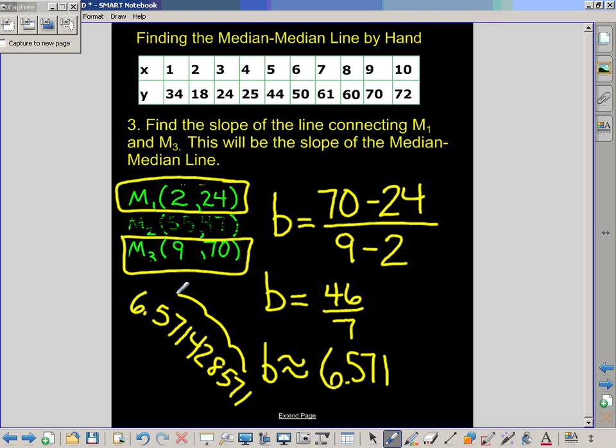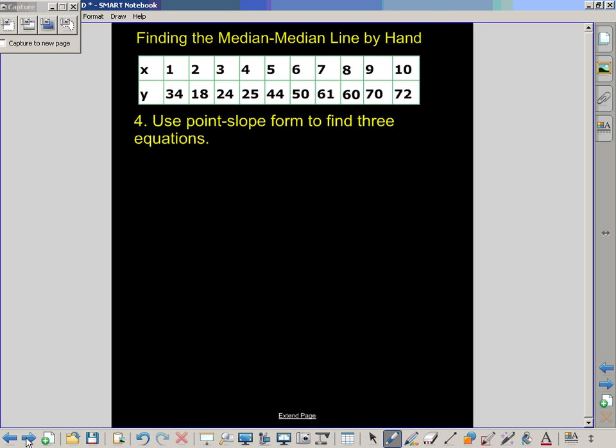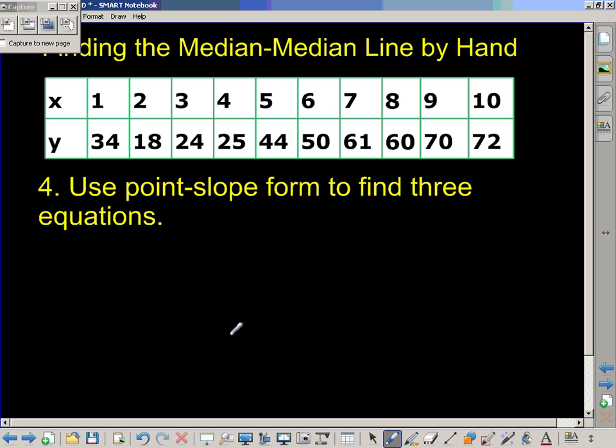28571. Just to get the most exact number that we can for the slope, because we want to see how this compares to the calculator's version of the median line. And the calculator does no rounding until the very end. So if you find yourself rounding numbers as this process goes through, your median line by hand might slightly differ from the calculator's median line. All right? Something to consider if you're wondering why they're slightly off. Moving on to step 4, come back in a little bit.